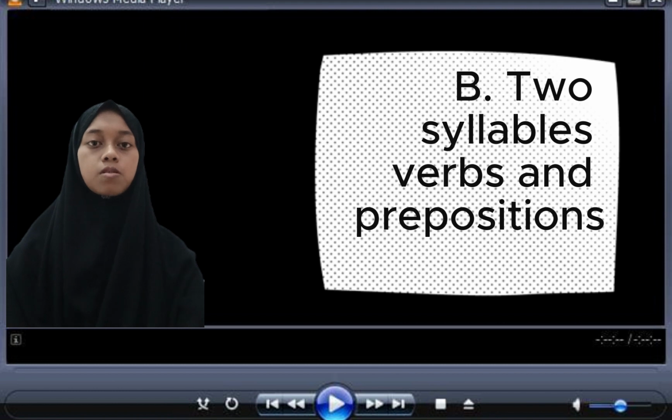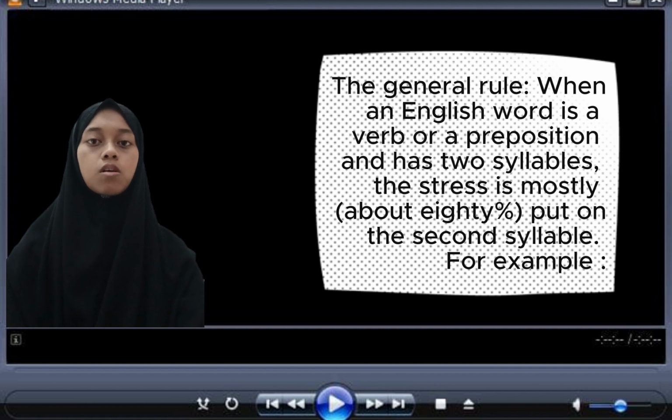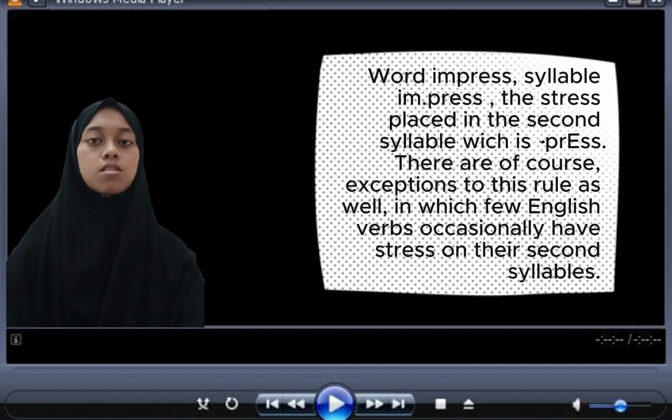Two syllables, verbs and prepositions. The general rule: when an English word is a verb or a preposition and has two syllables, the stress is mostly, about 80%, put on the second syllable. For example, the word impress, syllables im and press, the stress is placed on the second syllable, which is press. So it's pronounced like impress.